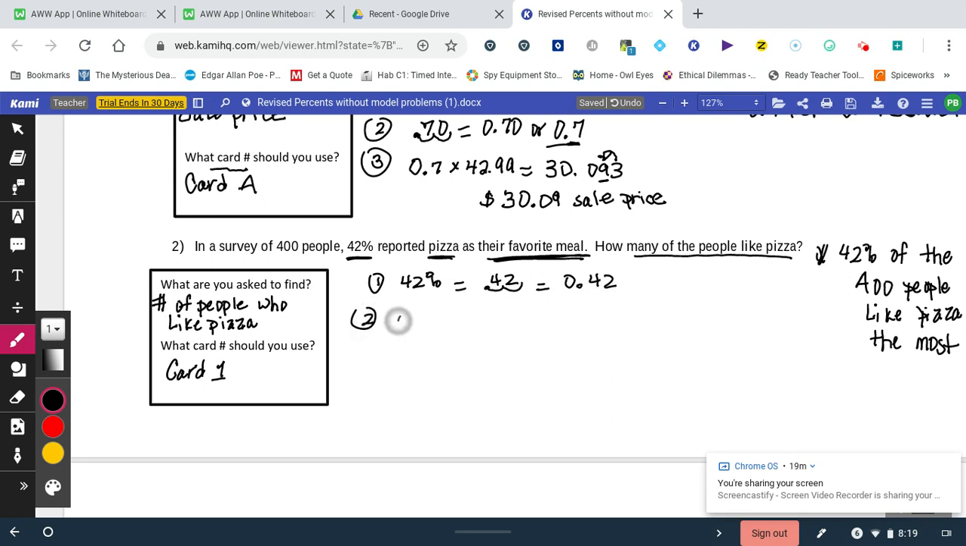And then you multiply that decimal that you have from step 1 by the number we're trying to find the percent of. So 42% of the 400 people. So it's 42% times 400. So let's figure out what is 42% of 400. 42% of 400 is 168. So 168 people out of that 400 like pizza the most.